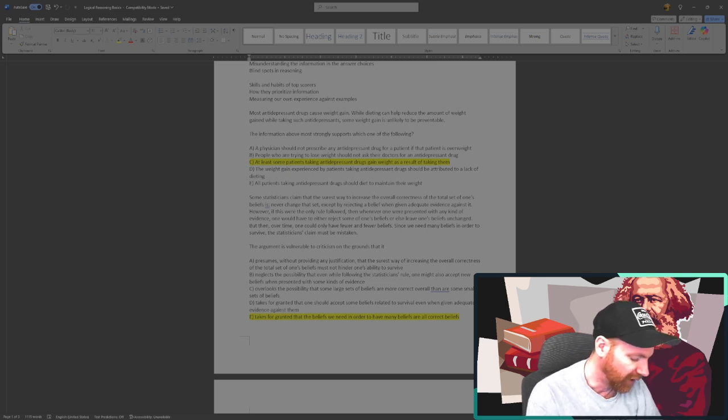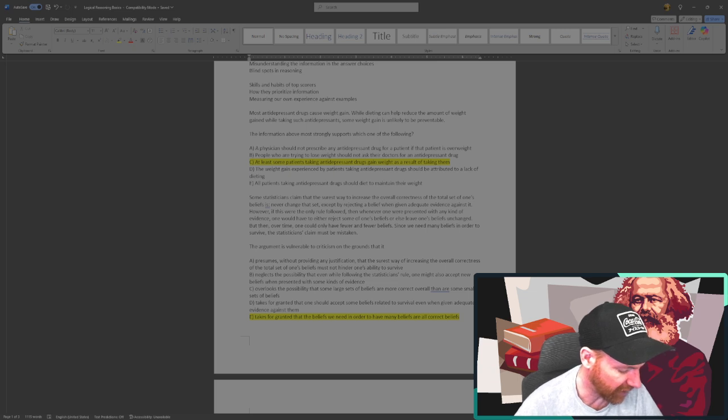So, looking at the question stem, I need to figure out what's wrong with the argument. Start by finding the conclusion. The claim that the surest way to increase correctness of beliefs is to cut out wrong ones and not add new ones is mistaken. Why? Because it would leave us with fewer and fewer beliefs, and we need many beliefs to survive. What does survival have to do with the correctness of beliefs? That's the main problem. The author is using a premise about what we need to survive to try to prove a point about what does or doesn't lead to overall correctness, whatever that is.